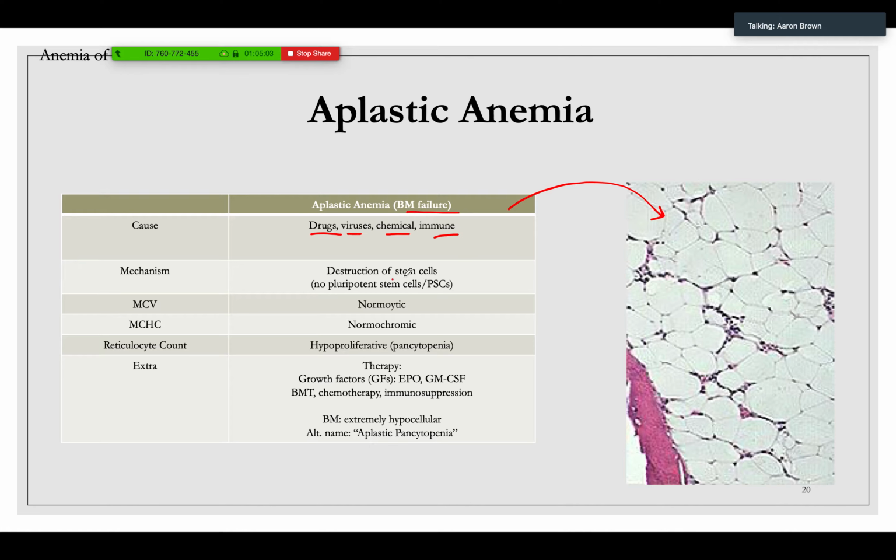And so we have a destruction of stem cells. No stem cells means no red blood cells, okay? That ends up giving us our anemia. It is normocytic. It's going to have an MCV of 80 to 100. And the reticulocyte count is going to be low, hypoproliferative. Okay. So in terms of therapy, you can give some bone marrow transplant, chemotherapy. When you look at the bone marrow, it's hypocellular. You can see here, all that there is here is just fat cells. And so that's what we end up seeing in aplastic anemia. Okay.